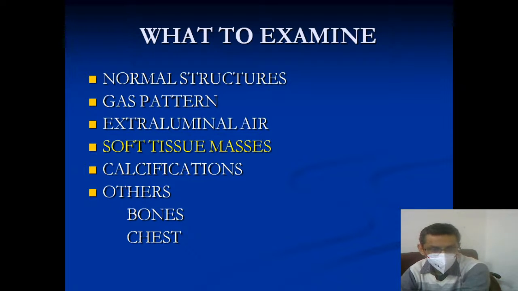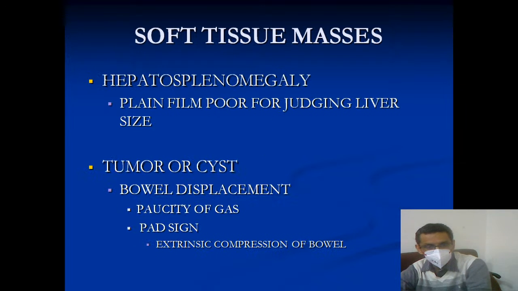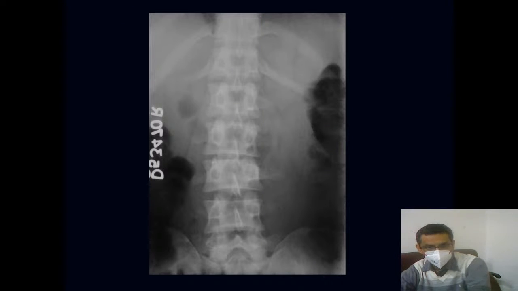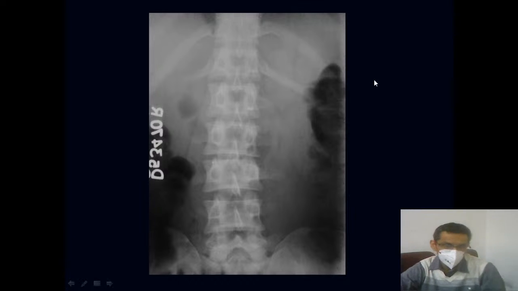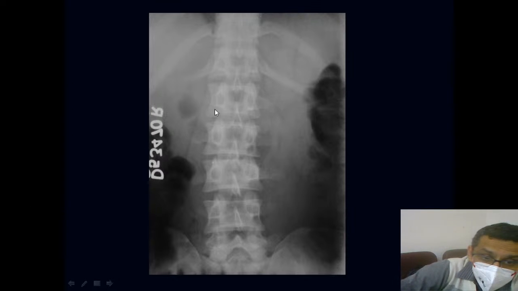So now let's look at soft tissue. Once we're done with looking at the air, we also need to look at the soft tissue masses. So let's see examples. Okay, you've now seen what a normal soft tissue looks like. Let's try and identify if there is any abnormality with soft tissue here. So this particular example, what is this line?